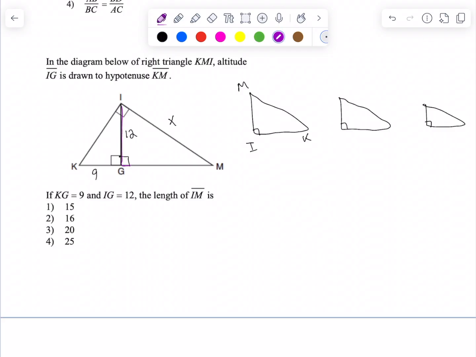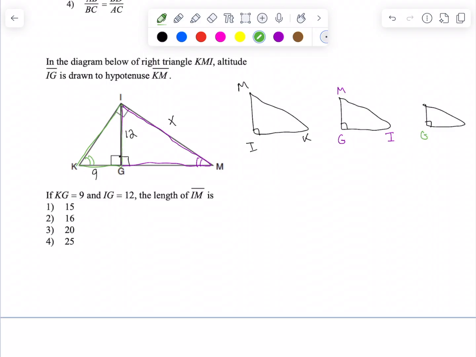Let's do the medium one next. In the medium one, the right angle's at G. It shares M with the big triangle, and that leaves I to be in the last spot. And then for the small triangle, the right angle's at G.